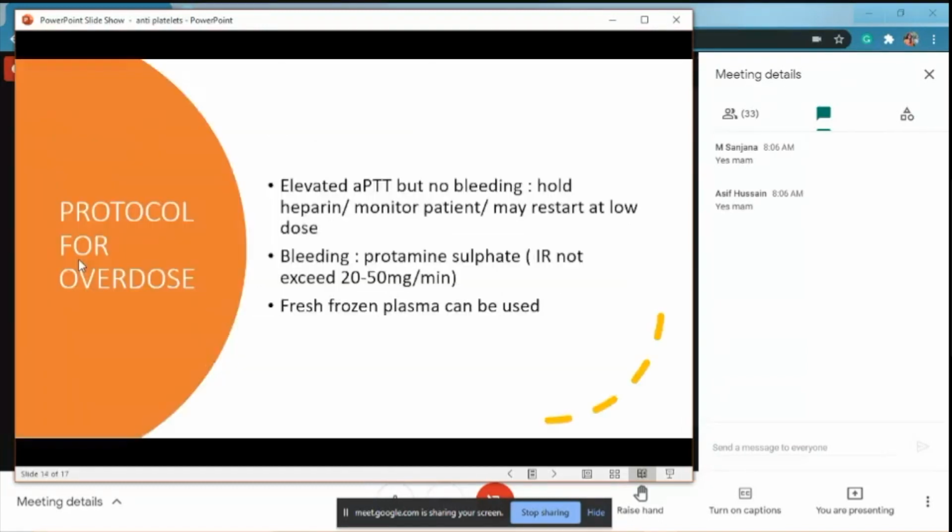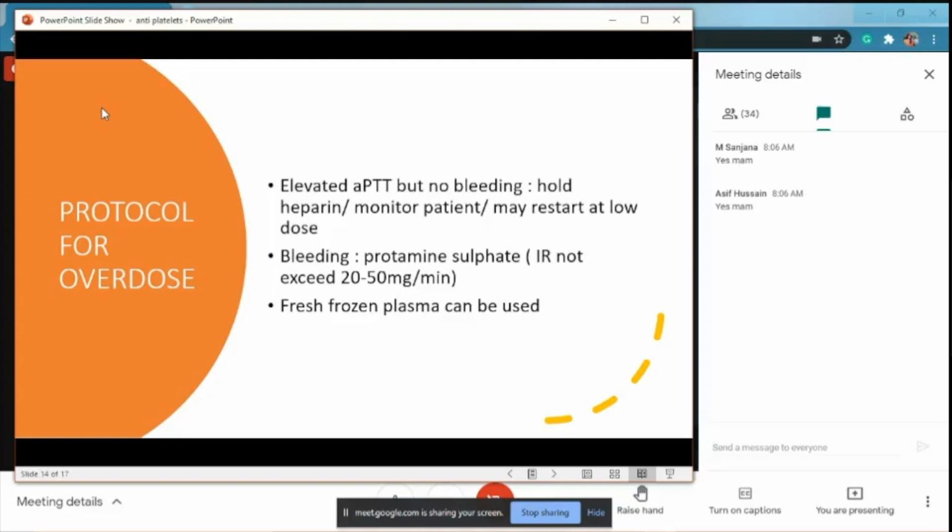Okay. So now let's have a look at the protocol for overdose when it comes to heparin. The following protocol, we can use it for both unfractionated heparin and low molecular weight heparin. We all know that the most commonly used antidote is protamine sulfate. But low molecular weight heparin reversal by protamine is actually incomplete. So we usually don't recommend it, but we mostly use protamine sulfate when it comes to unfractionated heparin.